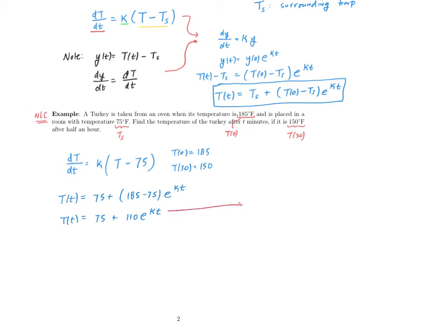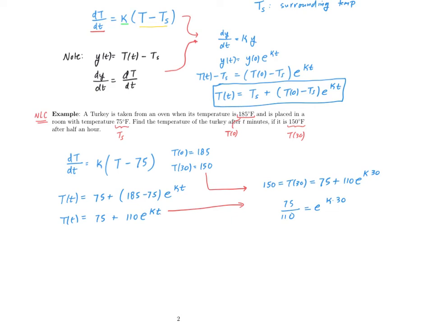And just like we did in one of our previous examples, we need to solve for k. And we use this secondary data. We get back a temperature of 150 when we replace t with 30. In order to solve for k, we need to isolate the exponential and use properties of natural logs. So we will subtract 75 from both sides to leave a 75 on the left, and divide by 110 so that on the right we simply have e to the k times 30.